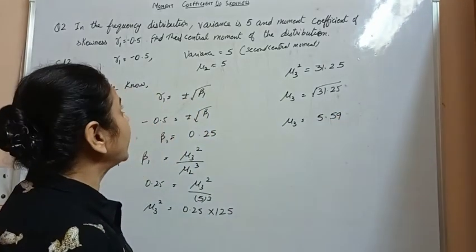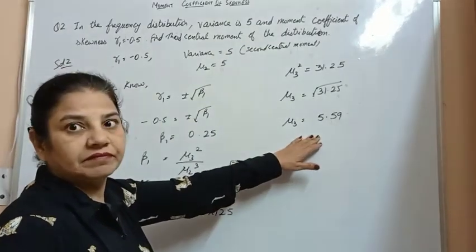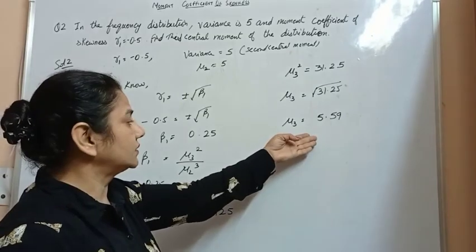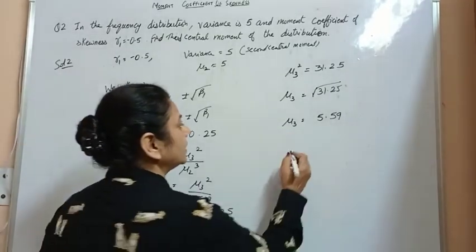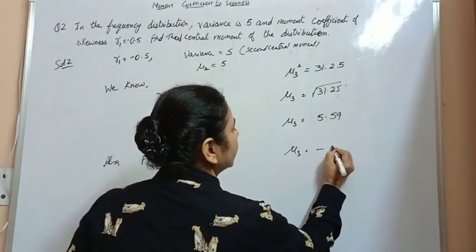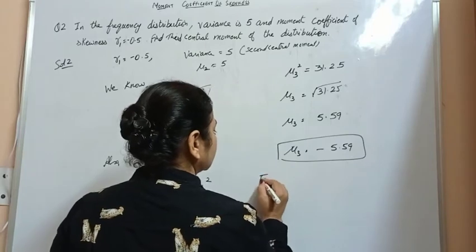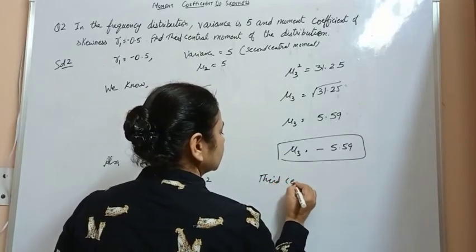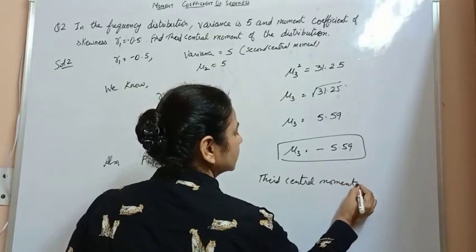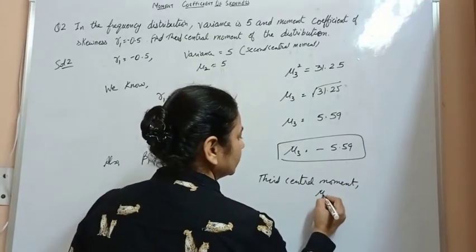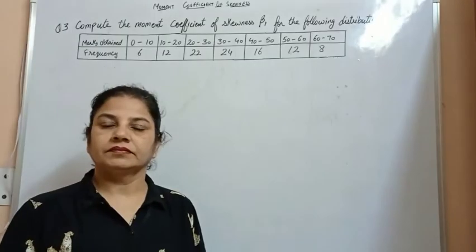Since 5.59 is greater than the variance, which is the second central moment 5, we will take it in the negative form. You will have minus 5.59. So the third central moment of the distribution, mu3, is minus 5.59.